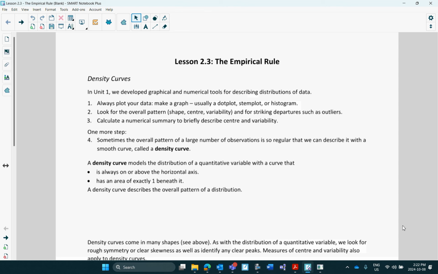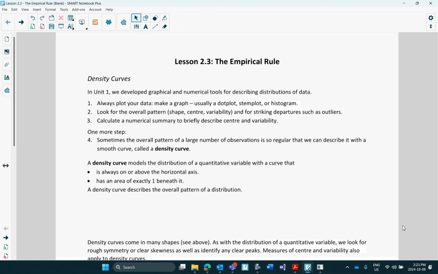So what we're going to talk about today is something called density curves, which are very important in statistics, especially one type of density curve that we're going to look at. So in the first unit, and remember, this applies to quantitative distributions of data.